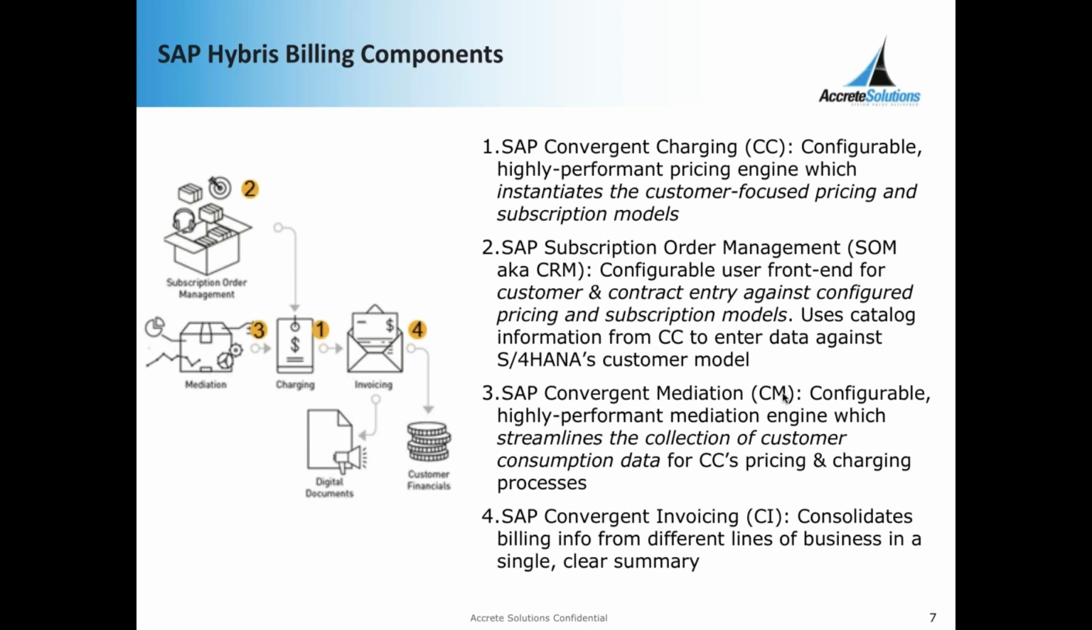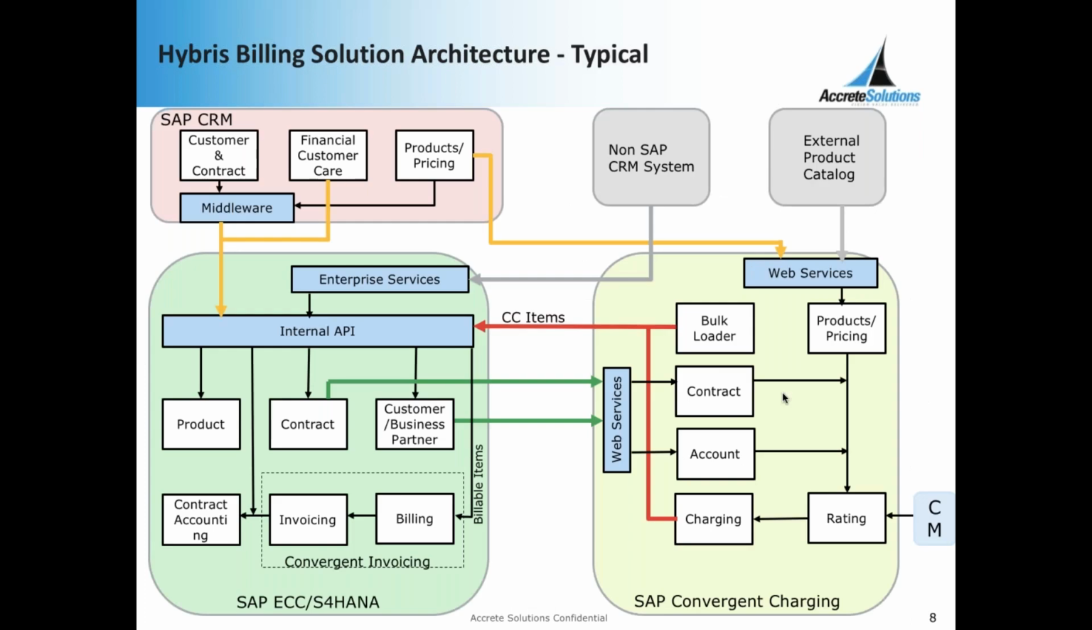Now, when we talk about the technology they're all built on, they're all different because, like I said, convergent mediation is owned by Digital Route. Convergent charging was born through an acquisition of another company. Subscription order management was built by SAP out of the box, but it's a GUI. And then convergent invoicing is very similar.